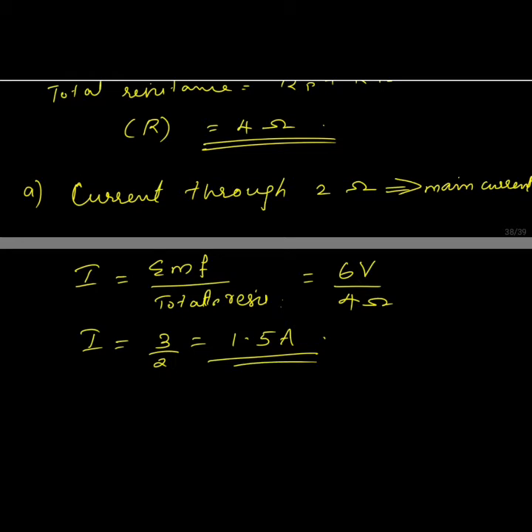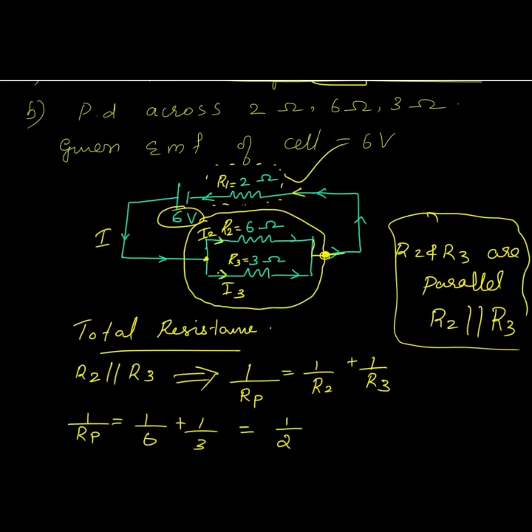So this 1.5 ampere is flowing through which resistance? 2 ohm. So current through 2 ohm is equal to 1.5 ampere. Okay, now in order to find the current passing through R2 and R3, that is 6 ohm and 3 ohm, we should know the voltage across them. Since 6 ohm and 3 ohm are in parallel, the voltage across 6 ohm and the voltage across 3 ohm will be the same.